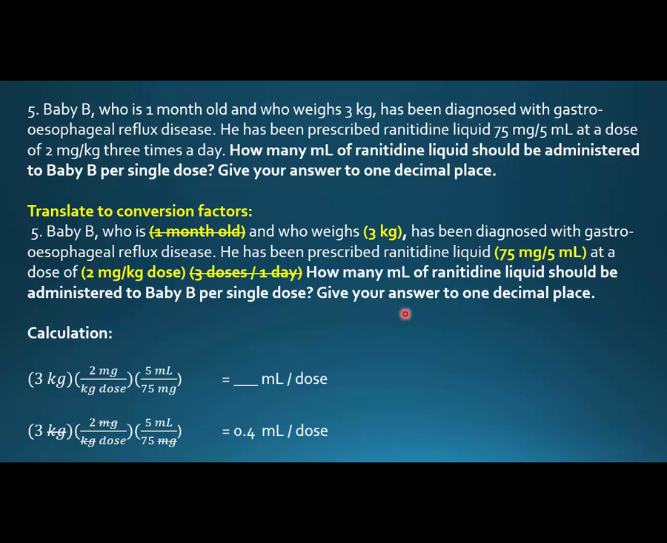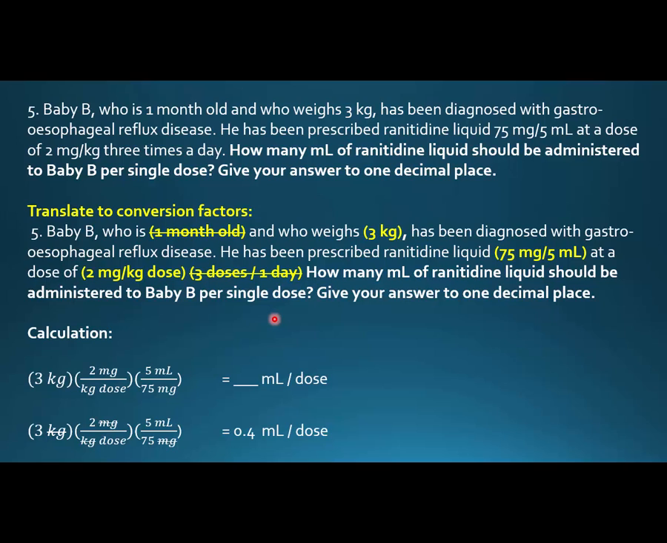He's been prescribed ranitidine liquid, 75 milligrams per 5 mLs, at a dose of 2 milligrams per kilogram per dose. This is really tricky. 3 doses per 1 day, and then how many mLs of ranitidine liquid should be administered to baby B per single dose? As soon as you see this single dose, you really want to get rid of this. Cross it off so that you don't accidentally multiply the result by 3, and then give your answer to 1 decimal place.